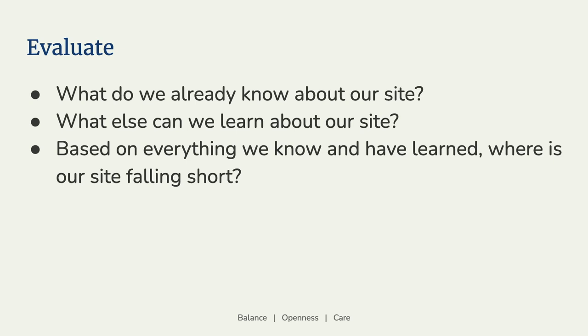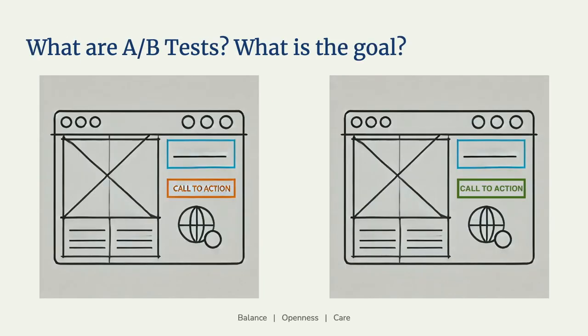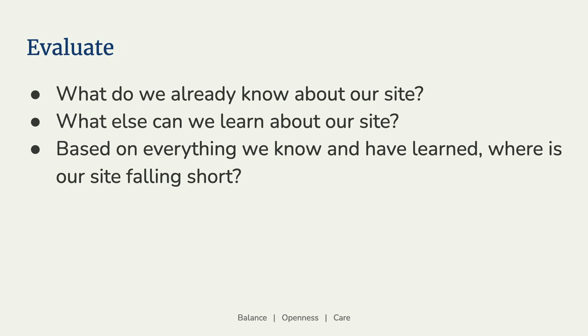Using the example from before, what we could have done there is taken a look at the page with the orange call to action button. Look back, that was the orange call to action button. And gathered any data that we could about it. Things like how many users are clicking the button, how many users are bouncing off the page, how long are users staying on the page. Whatever data you can find on that call to action button.